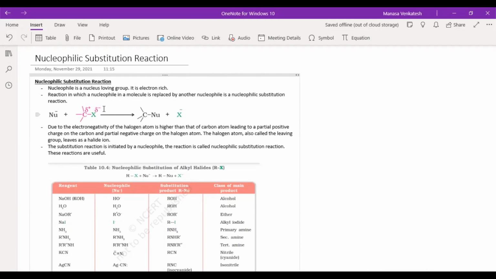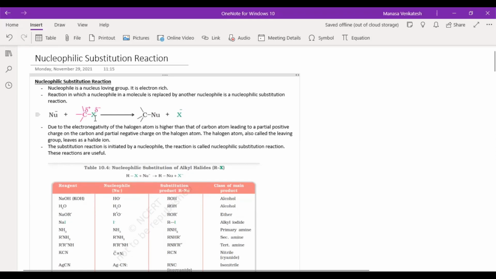A nucleophilic substitution reaction involves the formation of a new bond between the carbon atom and an incoming nucleophile. A nucleophile is nucleus loving, which means it is electron rich in nature. So the nucleophile will come and attack, and this will lead to the formation of a new bond between the carbon and the nucleophile, and there will be a breakage of the bond between carbon and the halogen atom.